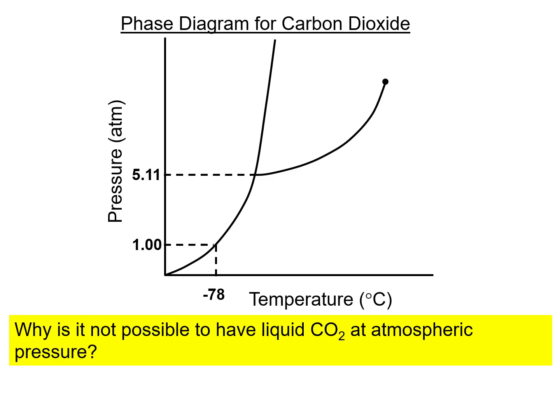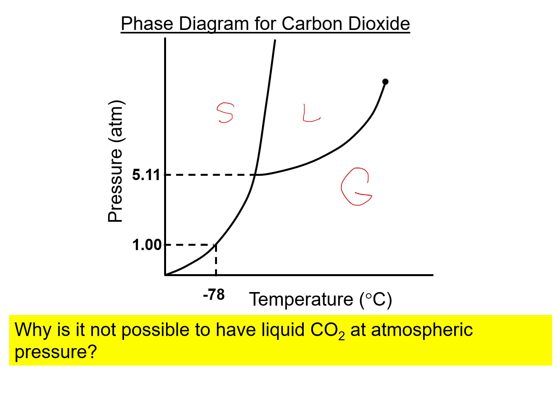All right, so here is a phase diagram for carbon dioxide. Now it's going to have the same general regions. So we have solid, liquid, and gas. And then we have our triple point right here where they intersect. We have our critical point up there. And it says, why is it not possible to have liquid CO2 at atmospheric pressure? So under our normal condition, 1 atmosphere of pressure.